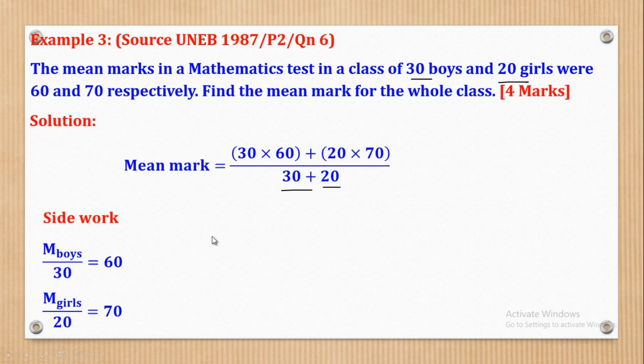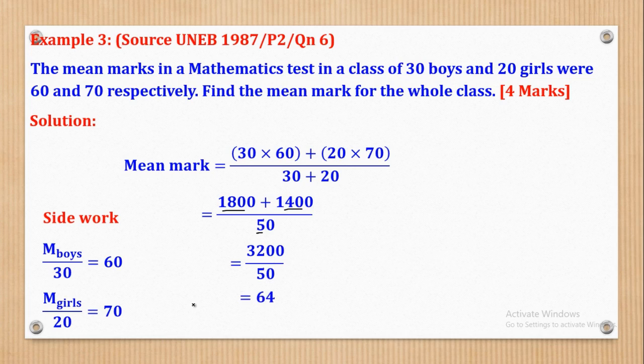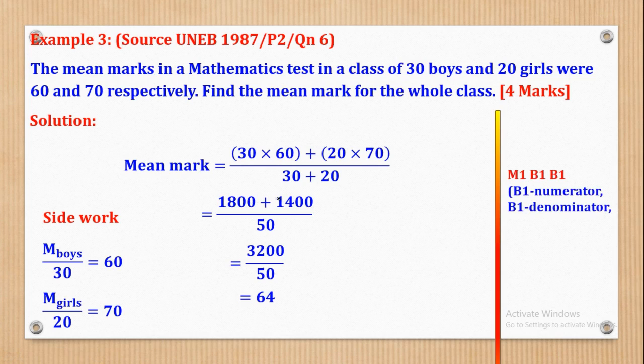Okay, so now that we have done that, we shall go ahead and simplify. When I multiply 30 by 60, I'll come up with 1,800. When I multiply 20 by 70, I'll come up with 1,400. Add 30 to 20, will come up with 50. When I simplify further, this will give me 3,200 and down to remain 50. Now when I divide, I'll come up with my mean mark being equal to 74. So basically that's what they wanted, and now let's see how marks can be awarded.